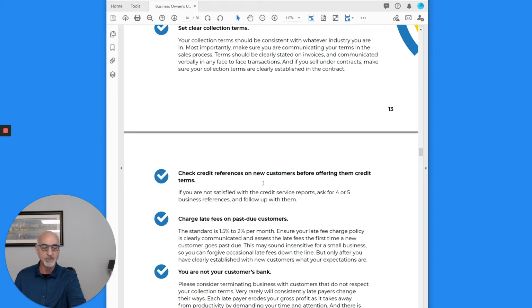Then also you want to spend some effort on checking credit references for new customers. If it's a small transaction, you may not want to go through the process, but if it is a big transaction and may become a repetitive customer, you want to make sure you're checking their credit references and their ability to pay you according to your terms.